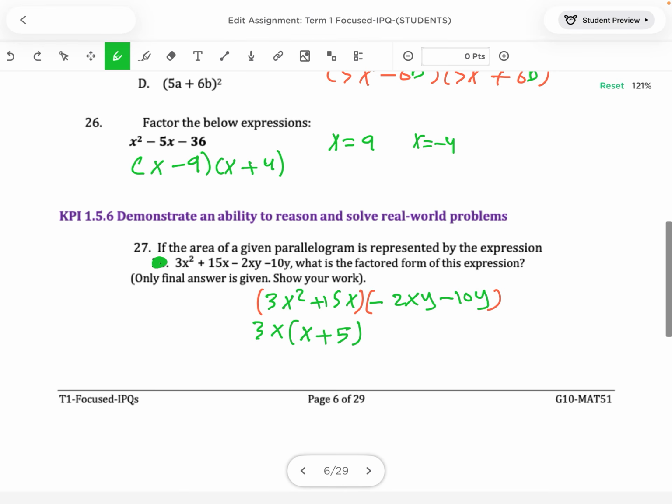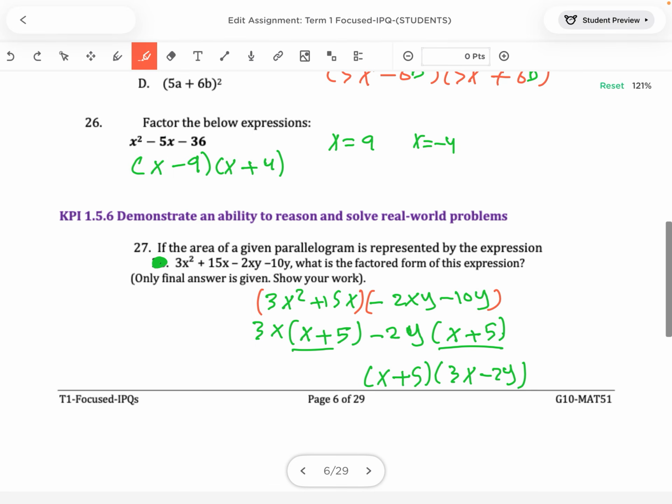Now between the other two in the bracket, the common factor is negative 2y. Negative 2 divided by negative 2 is 1, y is out, so I have only x. Negative 10 divided by negative 2 is positive 5. So we can see x plus 5 is common, and I have only 3x minus 2y. I must have a common binomial between both to take it as a common. It is a must. If you didn't get this, it means you have something wrong.